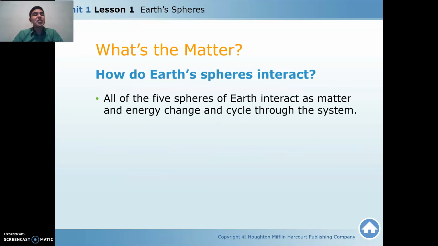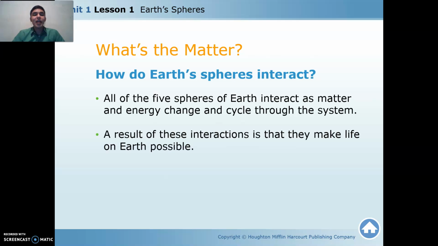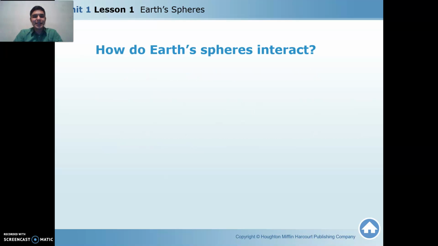And how do Earth's spheres interact? All of the 5 spheres of Earth interact as matter and energy change and cycle through the system. A result of these interactions is that they make life on Earth possible. Totally. So let's suppose that we don't have the geosphere. Remember that basically the geosphere is all of the main composition of our planet. Then life wouldn't be able to exist. The same thing if we don't include the biosphere, which are all the living things. So we need absolutely everything in our planet in order to have the system that we have nowadays.